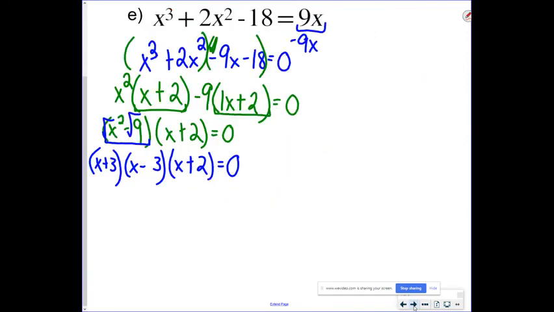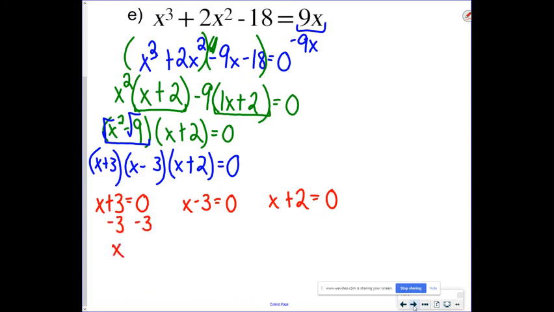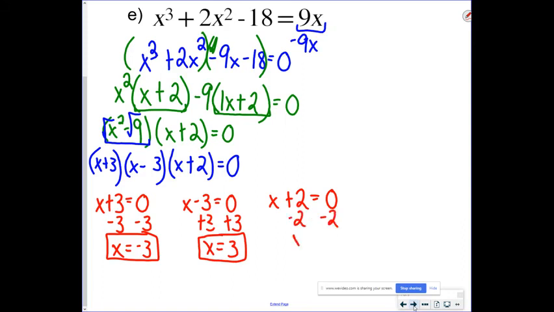Last step, because I factored everything, we're going to set each piece equal to 0 and solve. So take each of your factors, line them up across, and set them equal to 0. Then subtract 3 from both sides to get x equals -3 for my first one. Add 3 to both sides to get x equals +3. So there's the next solution. And subtract 2 from both sides to get x is -2. That's my last solution. So 3 solutions.